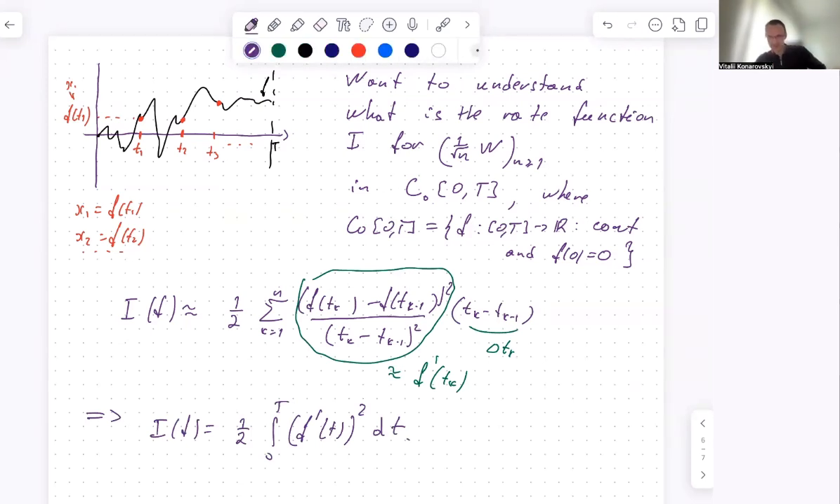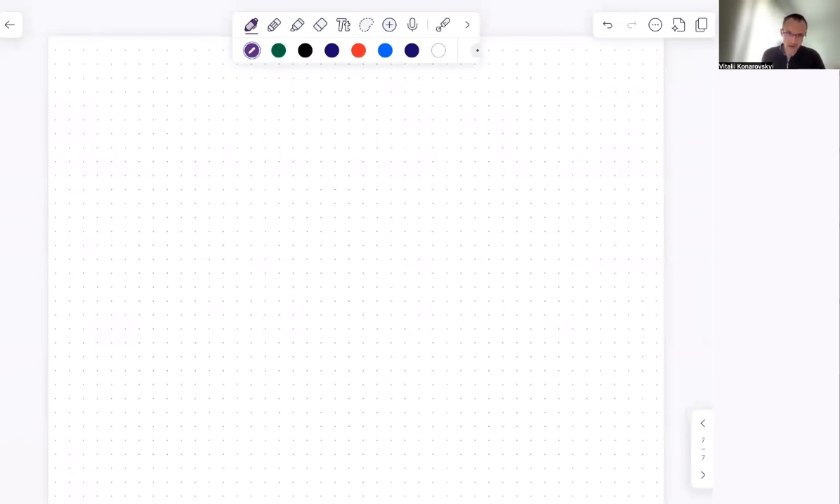And just in a few minutes, you will see that indeed it is exactly the rate function for the Brownian motion. And Brownian motion satisfies the large deviation principle with this rate function. Now I want to formulate the theorem. This is Theorem 7.1 in the lecture notes. It is Schilder's theorem.